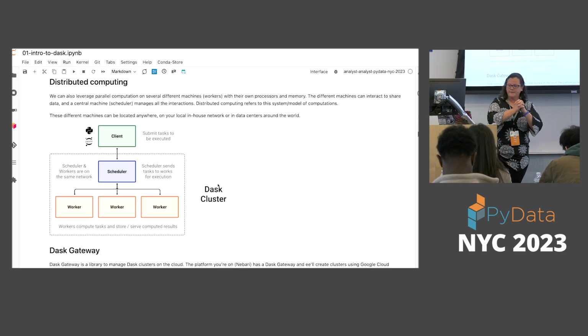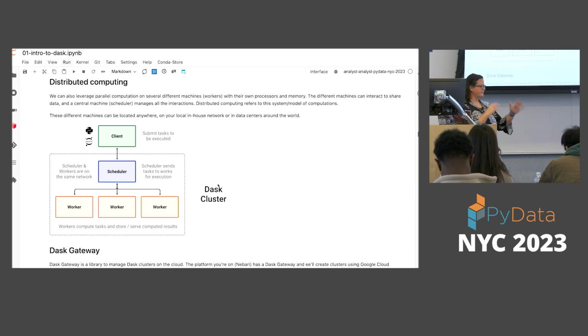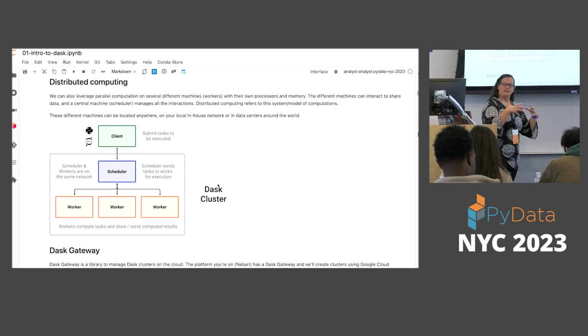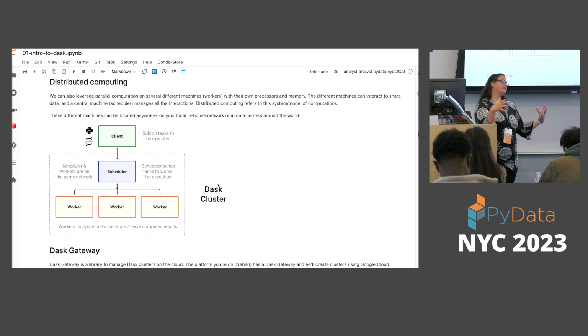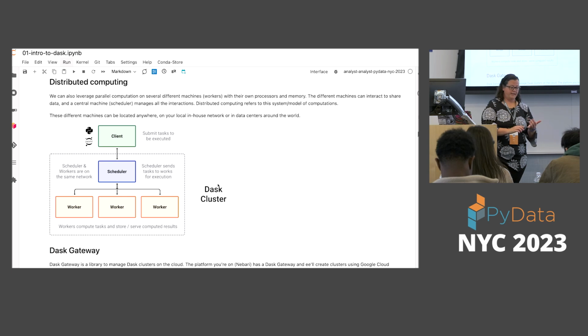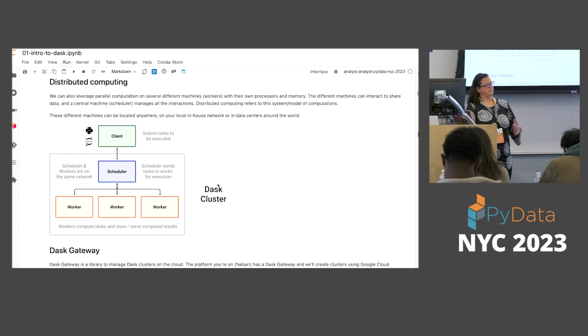A little bit of definitions here. We have a client, which is the Python object that we interact with our cluster. The cluster is going to be a group of machines. This is going to include a scheduler, which is going to manage how the tasks in that task graph get sent to the workers, like how that work is distributed amongst the group of workers. And then the workers are just individual machines.